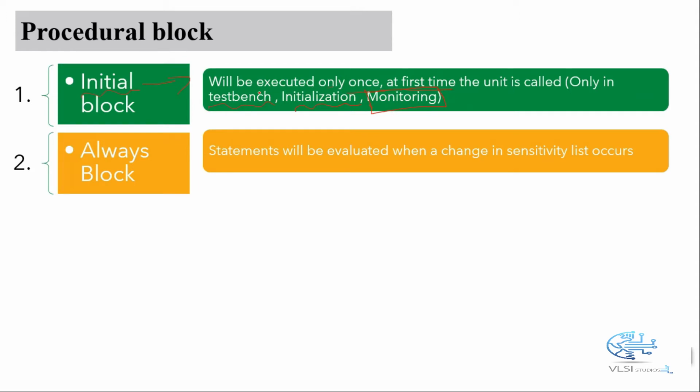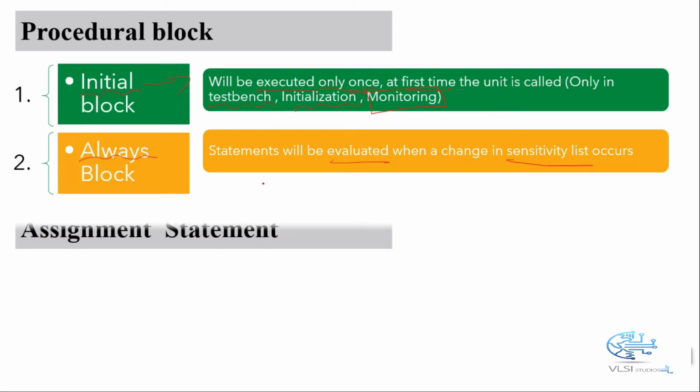Moving over to our second procedural block, that is the always block. As the name suggests, it is a block that is evaluated and executed continuously, in a fashion that depends on the sensitivity list. So whenever the sensitivity list changes, the always block will execute. These are the two procedural blocks that are generally used for sequential execution of statements in Verilog. And how can we assign values in Verilog?